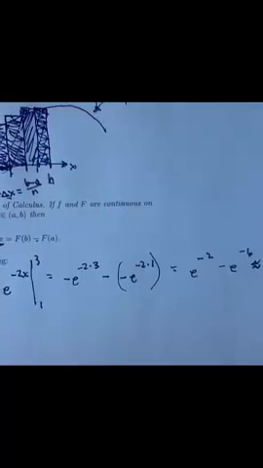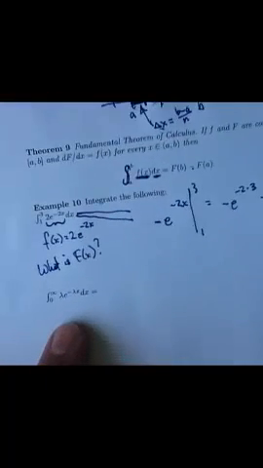That turns out to be e to the negative 2 minus e to the negative 6. And with your calculator, you can find that to be approximately 0.135335. It goes on and on. All right, what about this next one?